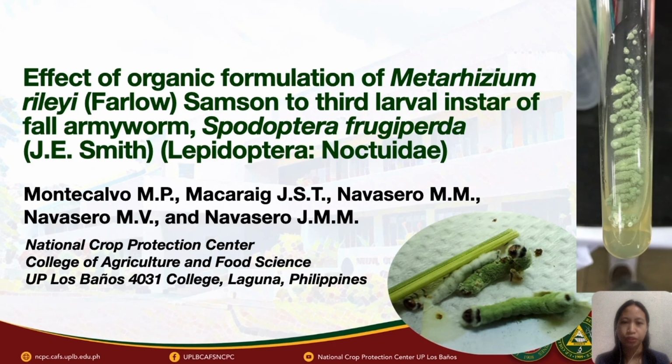Our team works on the biological control of fall armyworm or Spodoptera frugiperda, which is a major insect pest of corn and other economically important crops. Specifically, our studies focus on the beneficial fungi called entomopathogenic fungi, which are effective biological control agents against various insect pests. What I will present today is an update on our attempt to formulate an indigenous EPF, Metarhizium malayi.